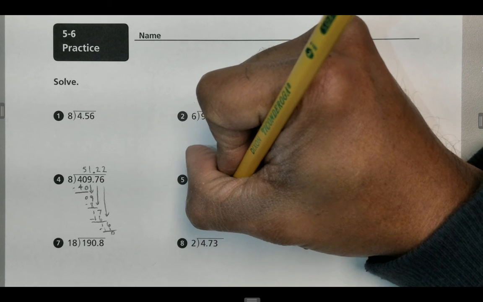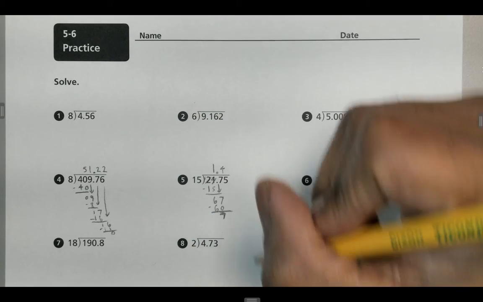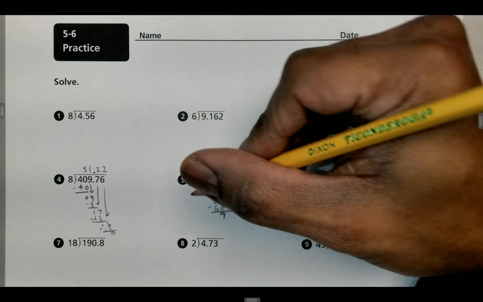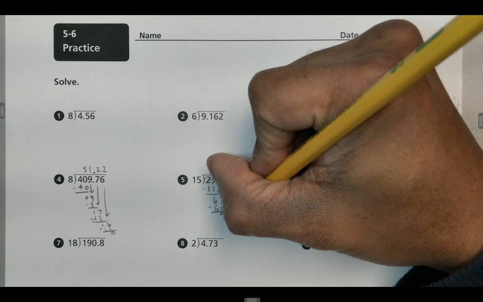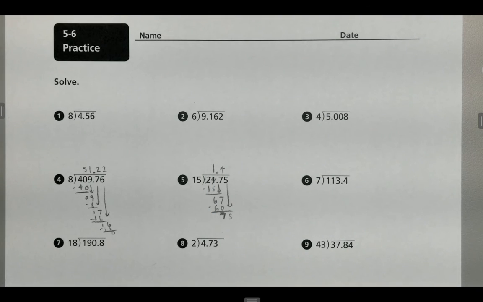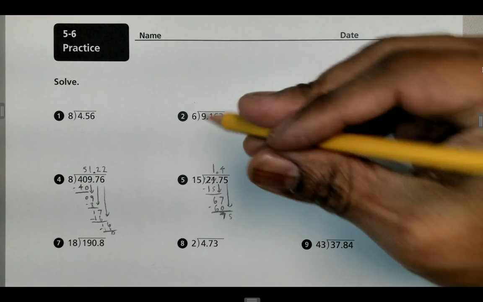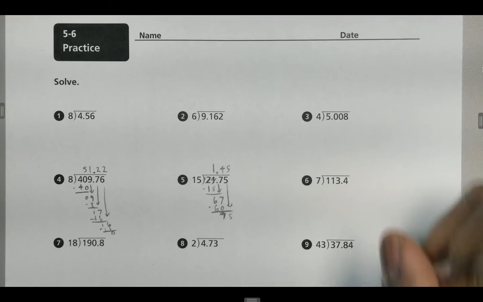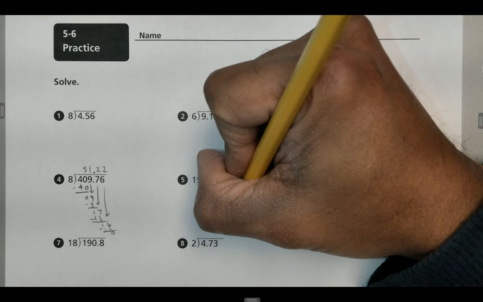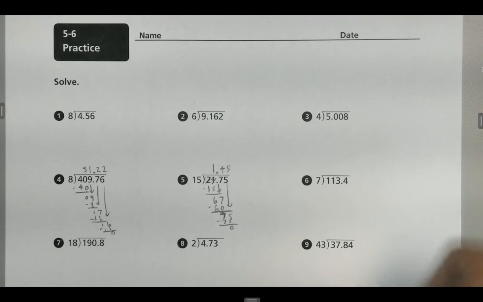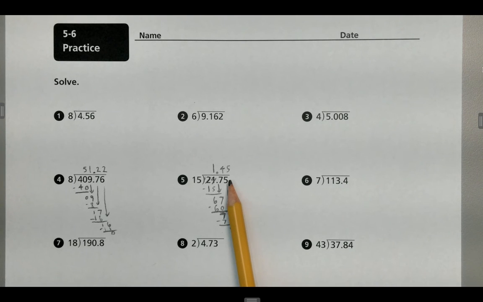Subtract that out. It gets 67 minus 60 is 7. Bring down the 5. And 15 is actually going to go into 75 cleanly. 15 goes into 75 5 times. 15 times 5 is 75 exactly. Our answer, 1 4500ths.